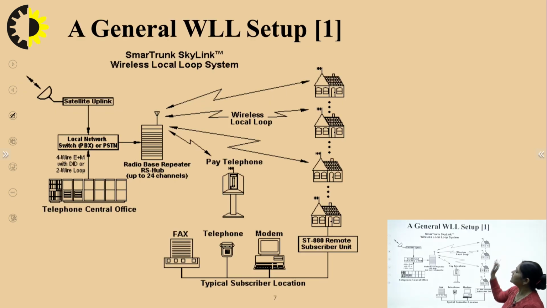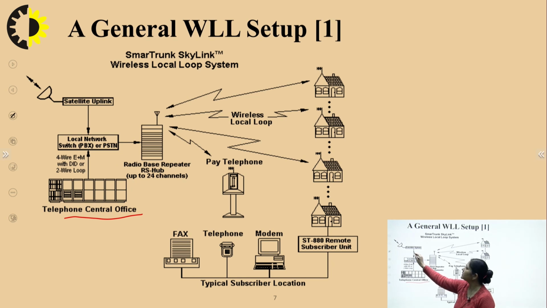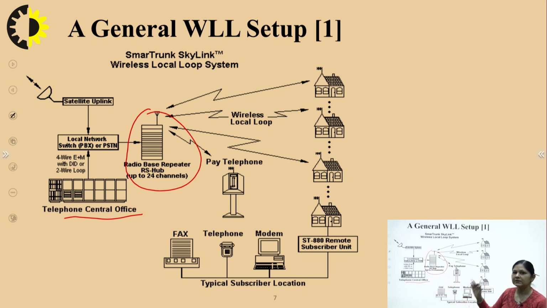You can see here a general wireless local loop setup. Here we have the telephone central exchange. This is the PBX exchange, then it can be connected to the satellite, and here we have the radio base repeater. The radio base repeater gives the wireless link. Here we have its antenna. Through this antenna we are wirelessly connected with the antenna of this house. These houses, as well as pay telephone booths, are also connected wirelessly rather than through a wired connection, all forming a wireless local loop.